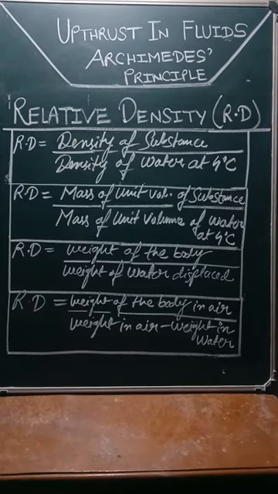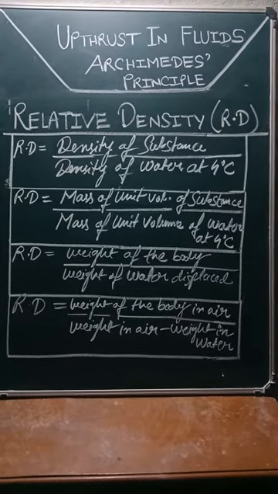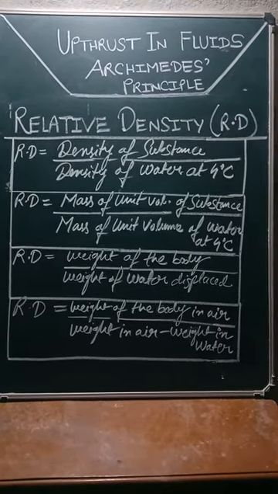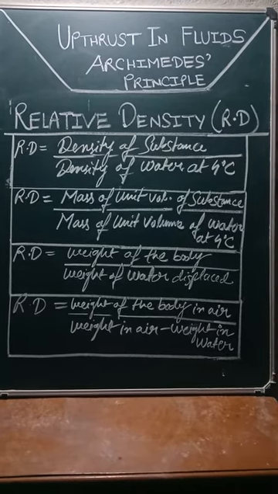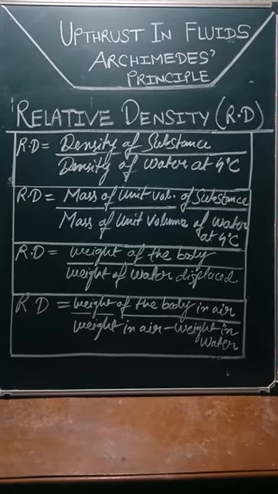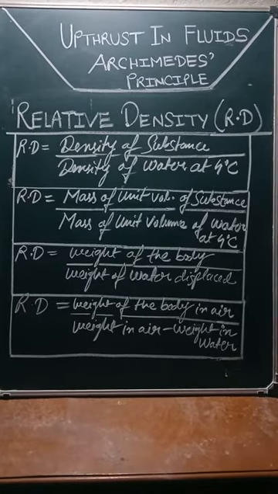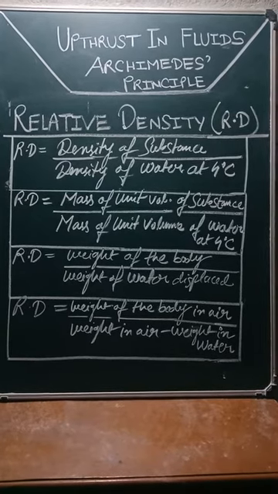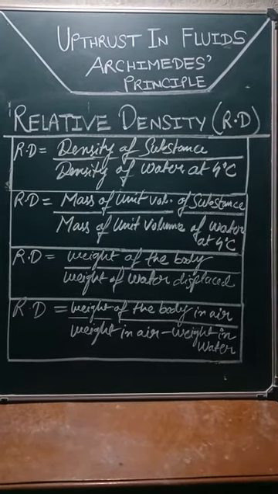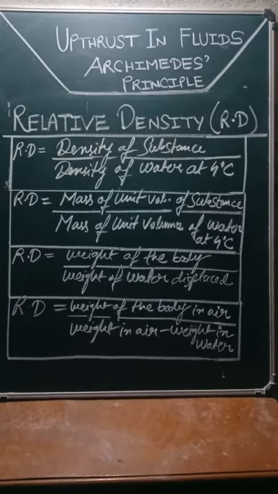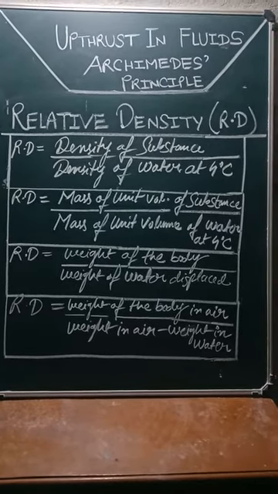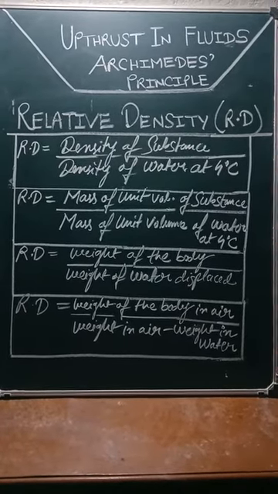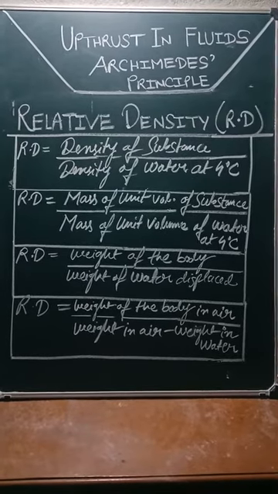So relative density, how can we define? It is defined as the ratio of the density of substance to the density of water at 4 degrees Celsius. Along with that, I have written some more formulas so that it will be helpful to you to solve the numerical section. It also relates with the mass of the unit volume of substance to the mass of unit volume of water at 4 degrees Celsius. More, we can write this with the help of weight.